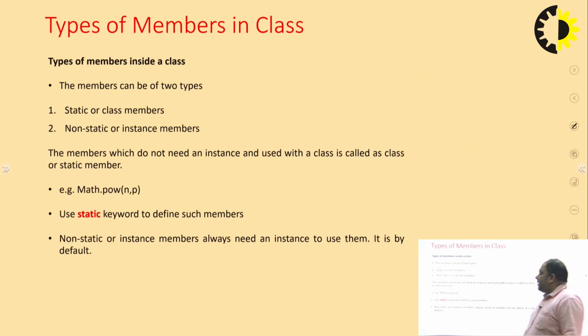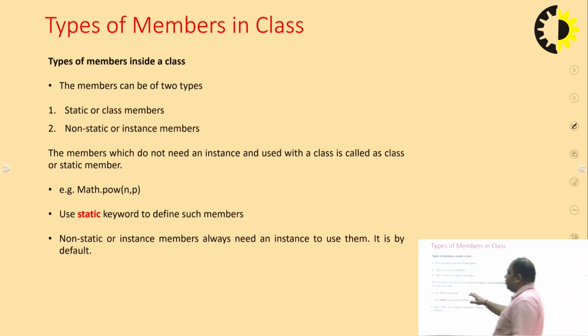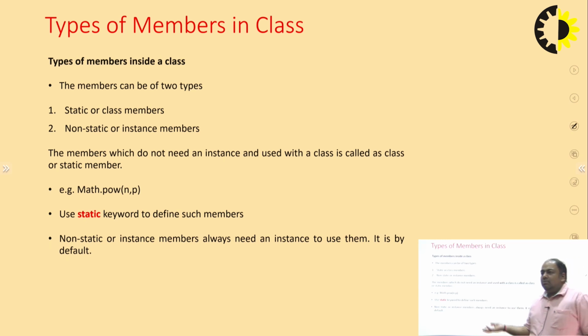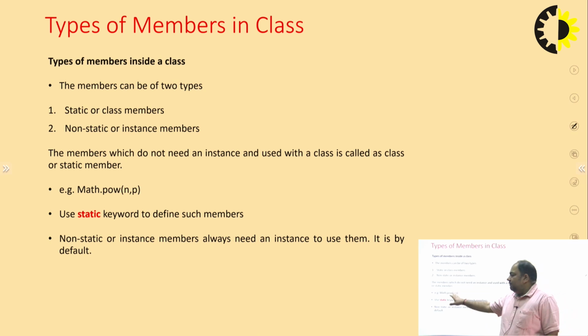Next is the type of members in a class. There are two types of members, which are static and non-static. Static means which we have a definitely defined value like Math.PI, or we can say the value of pi, and non-static members always need an instance to use them. By default, all the class members are non-static, but if we want to show a static method, then we can write it like the example I have shown in the slide.